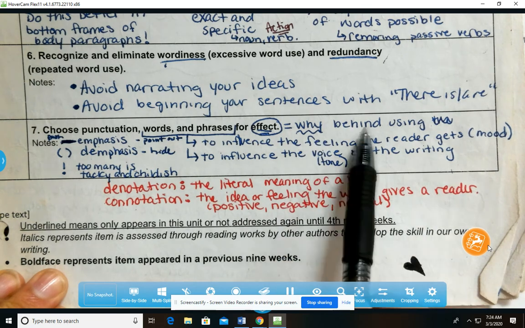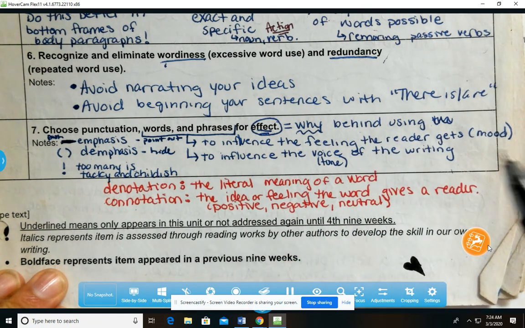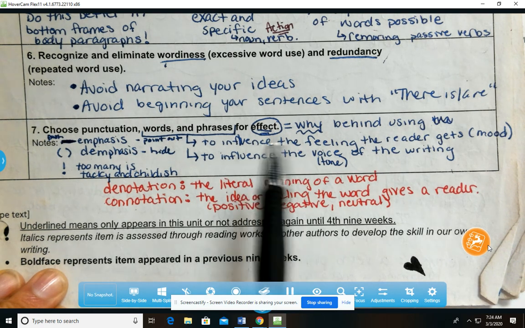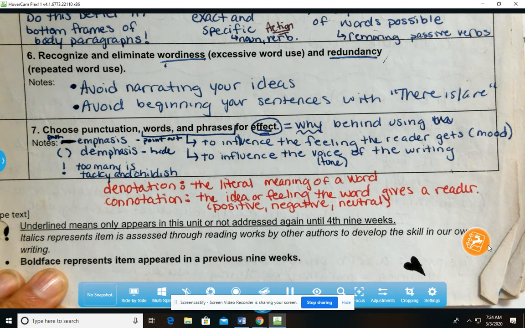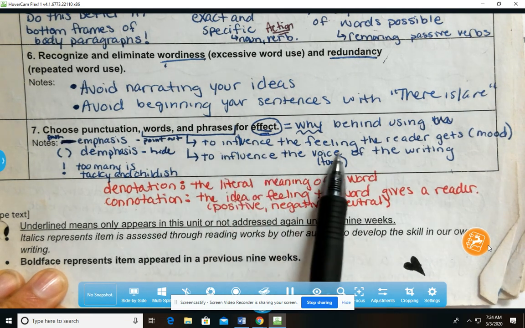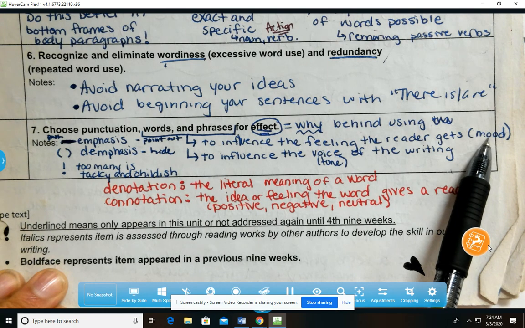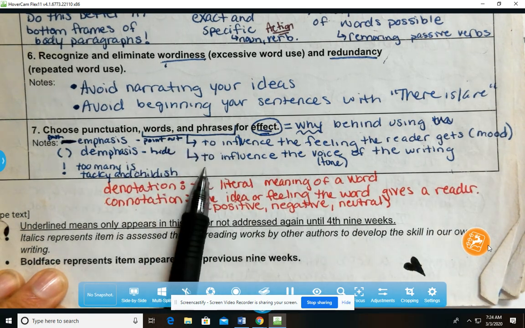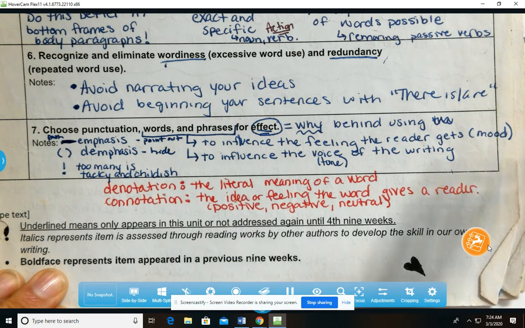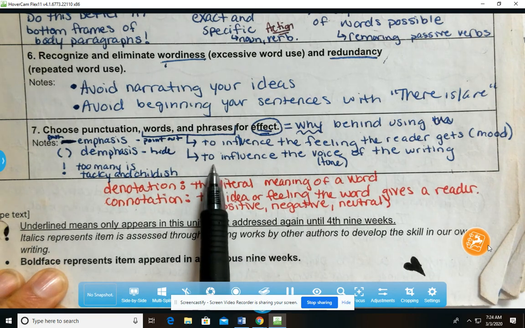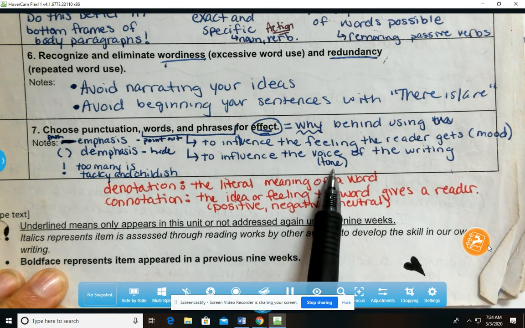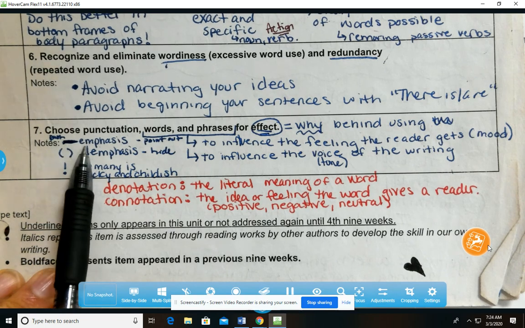Remember that effect is the why behind using a specific marker or word. It creates a reason. That's to help create some sort of feeling or an effect in the audience or reader, or maybe a feeling or an effect in tone. So the effect could affect tone. It could also affect the mood. So if your goal is to influence the feeling the reader gets, it would affect the mood of the piece. If your goal by using the punctuation mark, word, or effect is to affect the speaker or the author who's writing it, it would be to affect the voice of the writing. That would be tone. So remember, we talked about the dash adds emphasis.